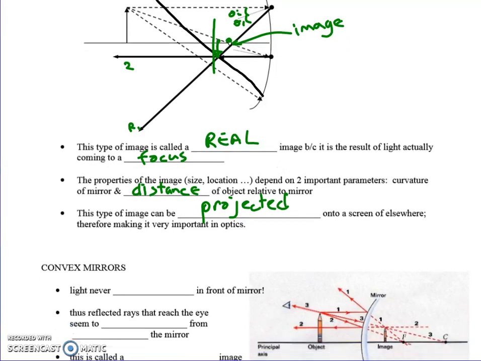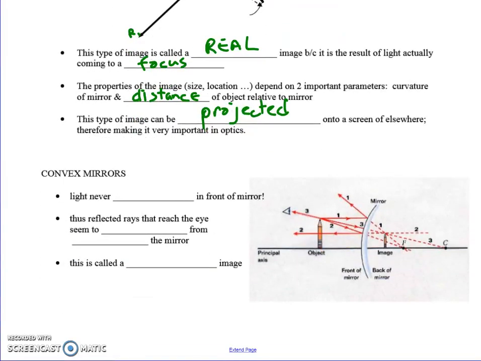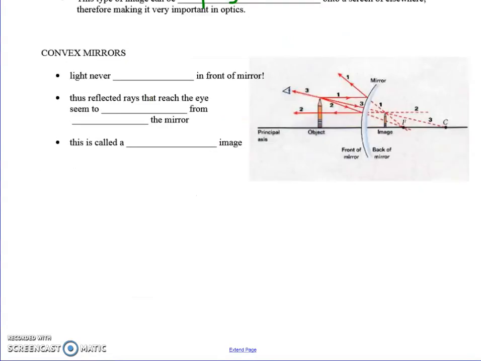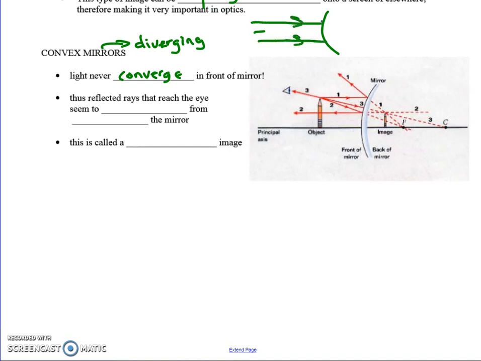Now, if we look at a convex mirror, it's a little bit more complicated. I'm not going to spend a ton of time on it. But the important thing about a convex mirror is that light never converges in front of a mirror because a convex mirror is a diverging mirror. So when I showed you on the board the other day, if this is a convex mirror and light comes in, let's say parallel light, what it will do is it will spread out, diverge.